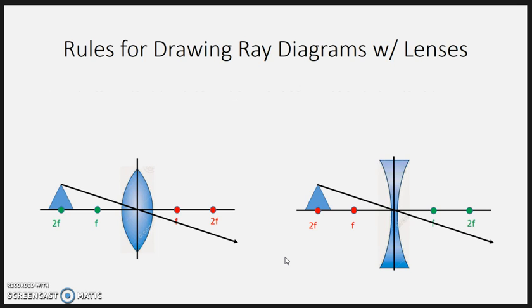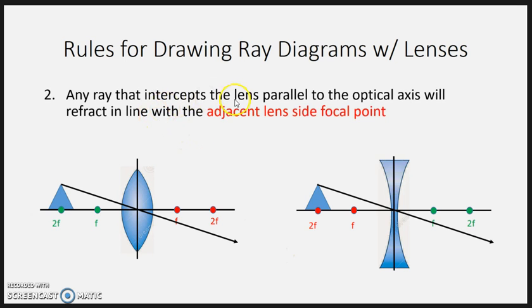So let's move on to our second one. Any ray that intercepts the lens parallel to the optical axis, so it would look like this on the converging lens, will refract in line with the adjacent lens side focal point. So remember, on the converging lens, that's on the opposite side. If it's in line with it, then it will go straight through it, like this. And we can already see where our image should be ending up over here. But let's look at the diverging side.